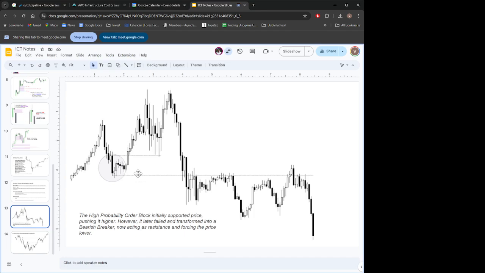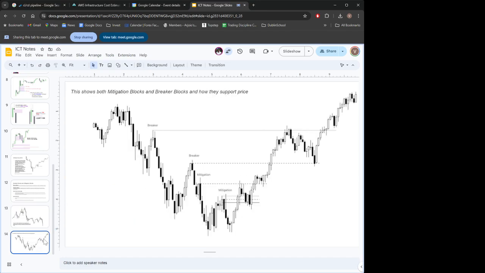No, this is a breaker block. The mitigation block I'll come to next.